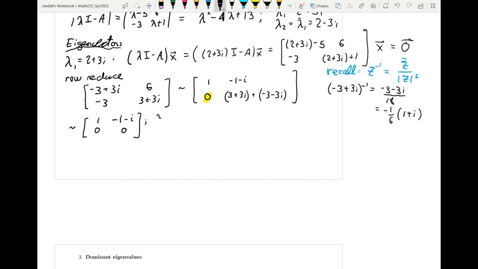And now we read off the solution. So x1 is going to be 1 plus i times t, where x2 is the free parameter. So in vector form, I see this is t times the vector 1 plus i over 1. So this is my v1, my eigenvector.